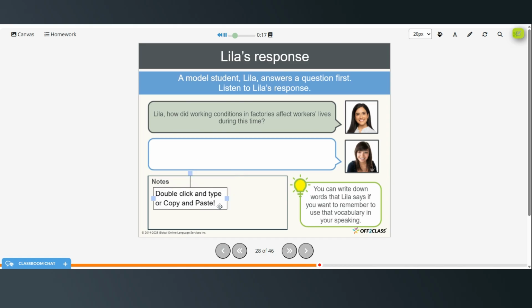Now listen to how Leela answers the question. Workers faced unsafe conditions and long hours in factories. They wanted safer workplaces and shorter hours so their lives could be better.